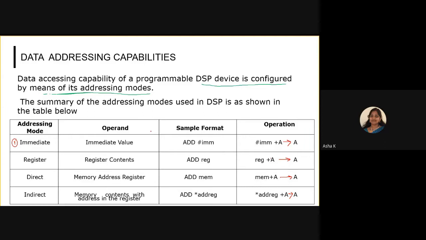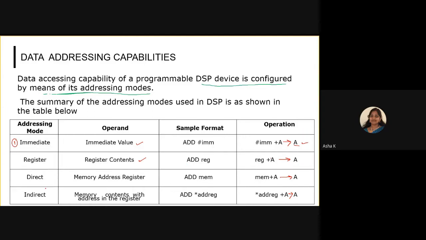In the place of an operand, an immediate value is used in the instruction format. An example of that is ADD #immediate value. Here, the accumulator content will be added with the immediate value and the result is stored in accumulator register A again. Whereas in the case of register addressing, the operand content is a register content. In ADD register, the accumulator register A is added with the content of the general purpose register, and the result is again stored in the accumulator register.